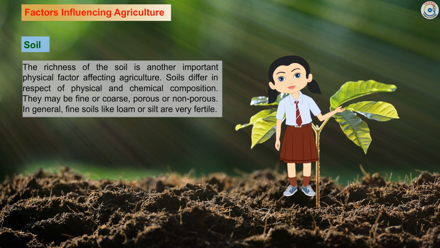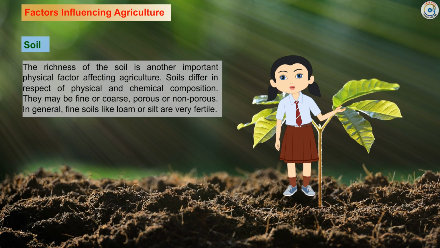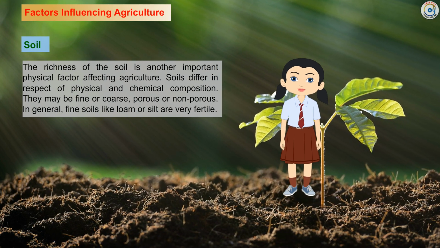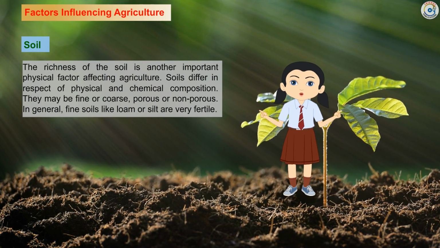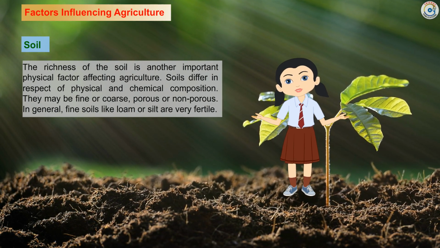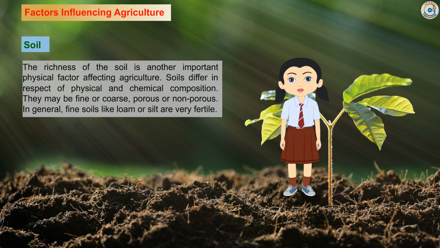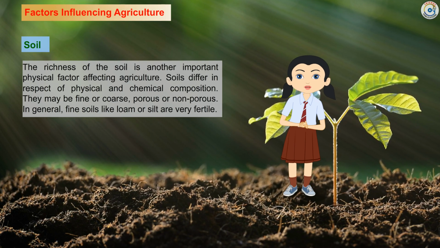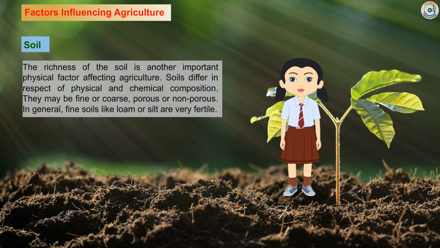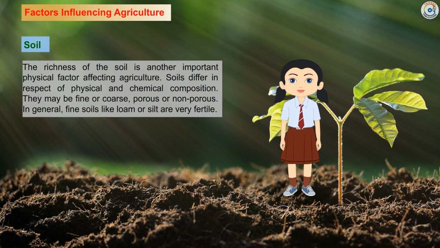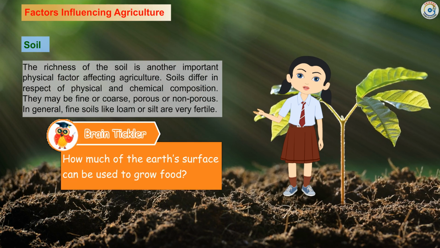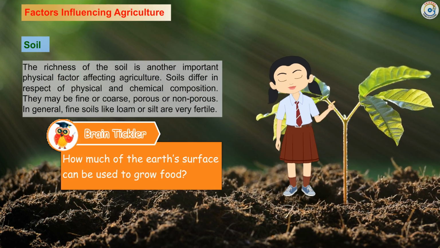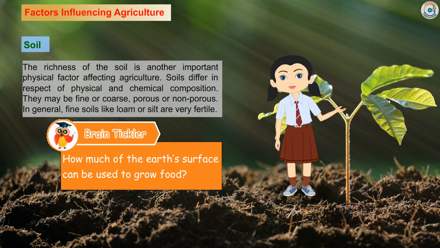Soil. The richness of soil is another important physical factor affecting agriculture. Soils differ in respect of physical and chemical composition. They may be fine or coarse, porous or non-porous. In general, fine soils like loam or silt are very fertile. Brain tickler. How much of the earth's surface can be used to grow food?